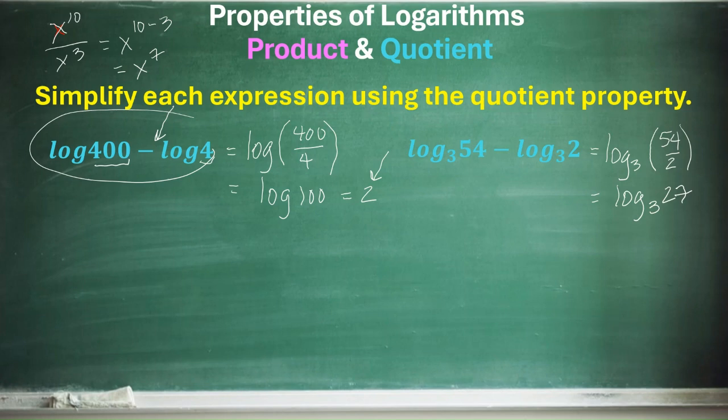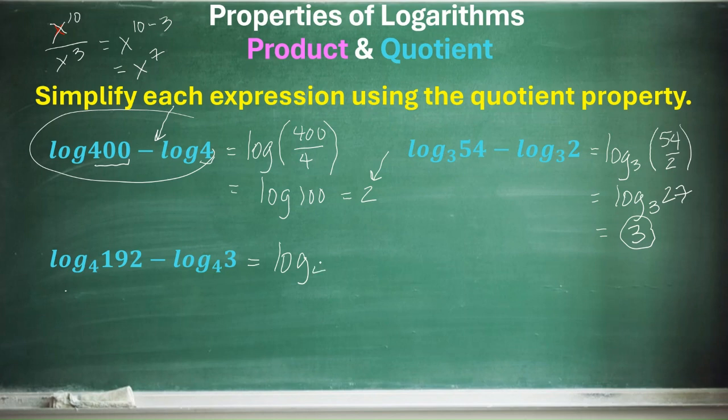3 times 3 is 9. 9 times 3 is 27. 3 to the power of 3 is 27. That's what log base 3 is asking. Log base 3 of 27 is asking 3 to what power makes 27? It's 3. So simplified, log base 3 of 54 minus log base 3 of 2 gives us a single answer of 3. All right. We now have log base 4 of 192 minus log base 4 of 3.